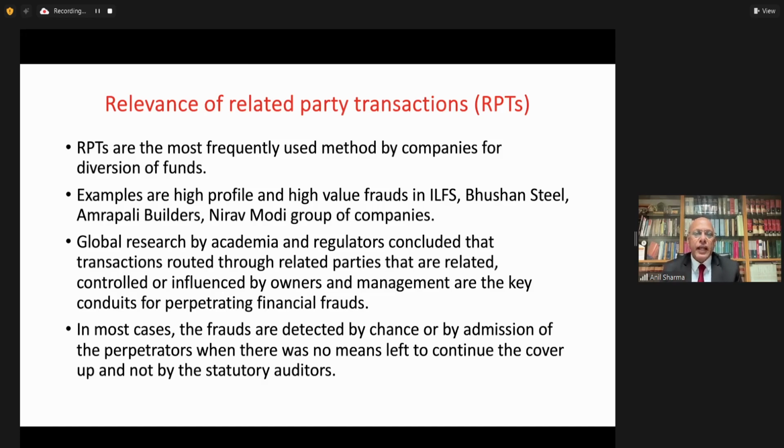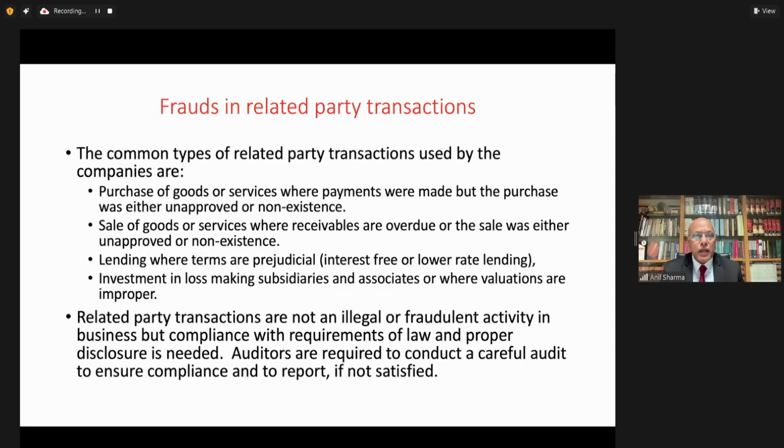What is there in related party transactions that corporates or businesses are in a position to exploit them for their ulterior motives? Going back to the various research reports available in the public domain, if you try to summarize them, what types of related party transactions are there where they have found frauds?